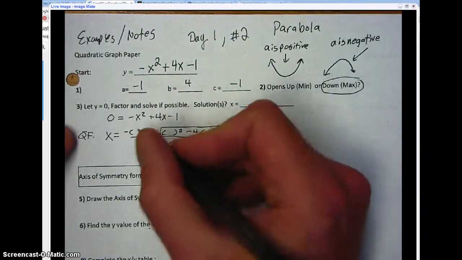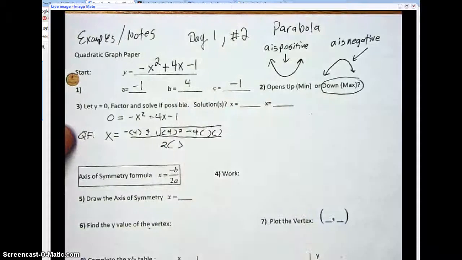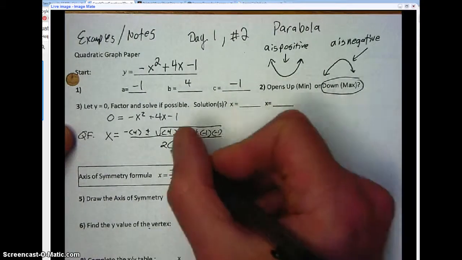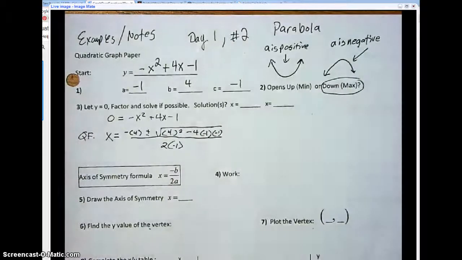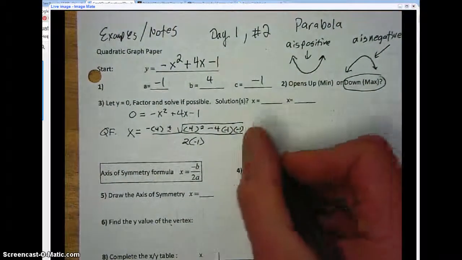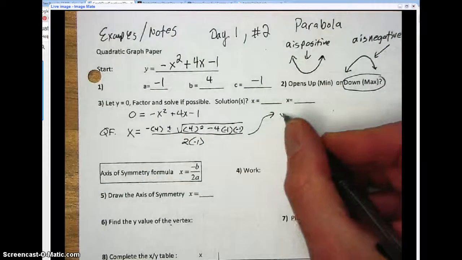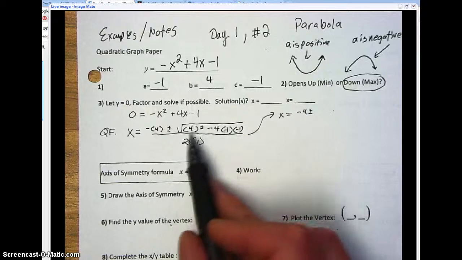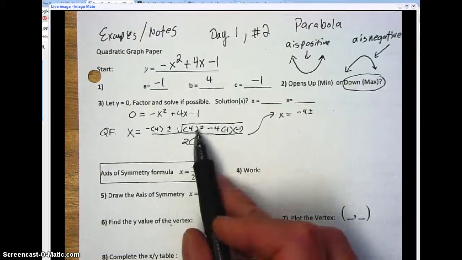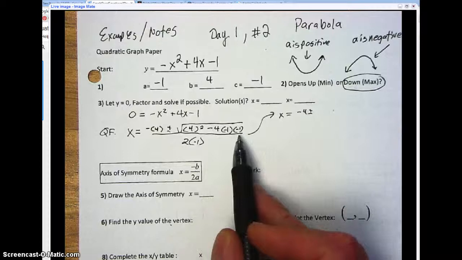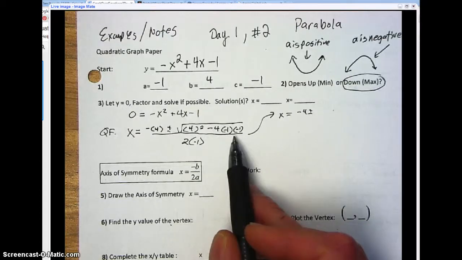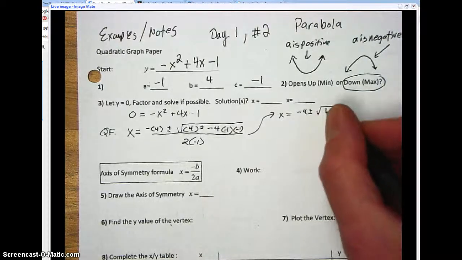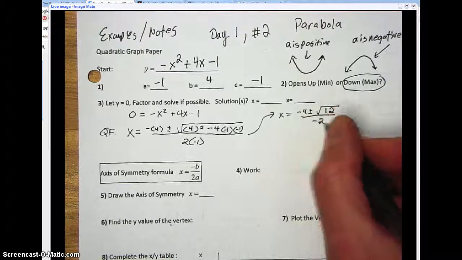So hopefully you guys see that it's 4, 4, negative 1, negative 1, and negative 1. All agree? Okay. Now let's just move over here. Let's simplify this. So x equals negative 4 plus or minus. Let's see if we can simplify this all here. This is what? 16, and now we got negative, negative, negative. So if there's 3 negatives, is it positive or negative? Negative. So it's 16 minus what? 4. So it's radical 12 all over negative 2.